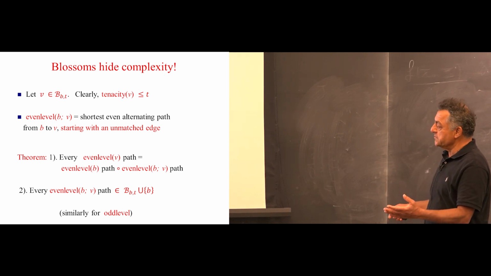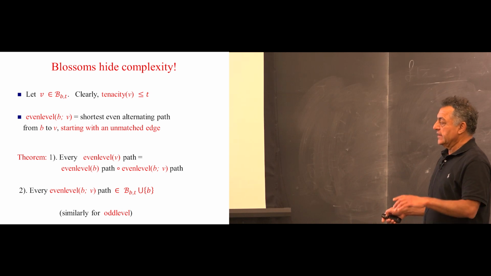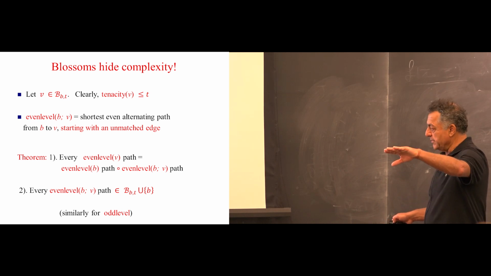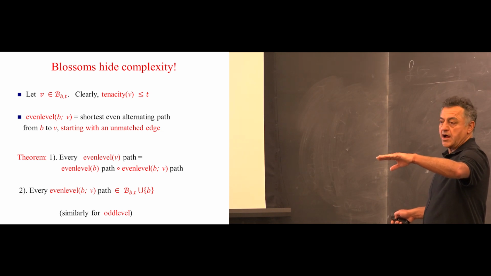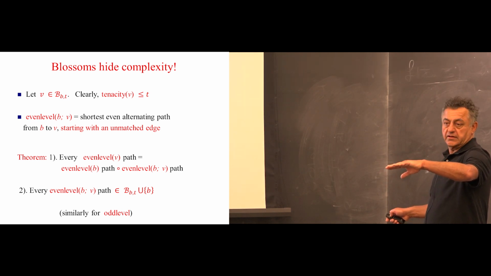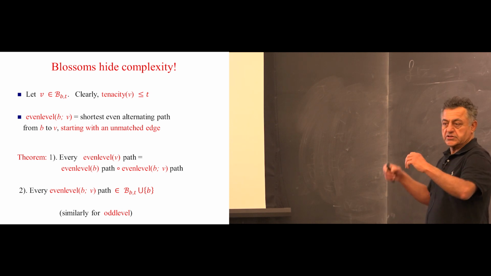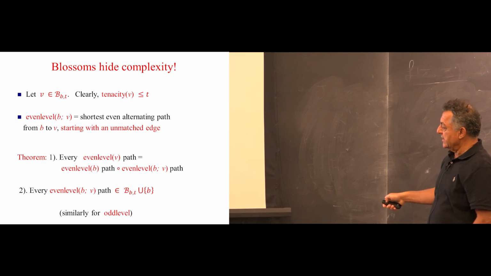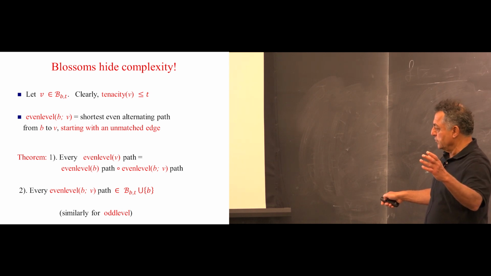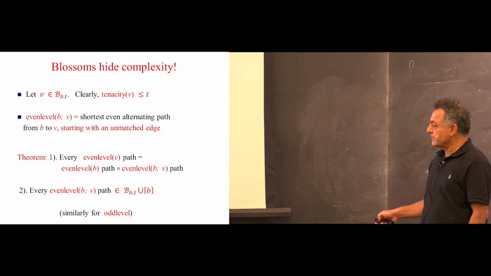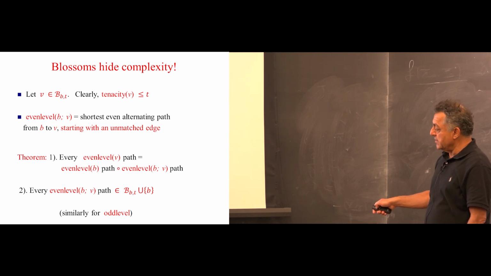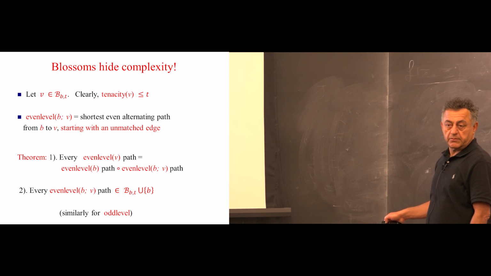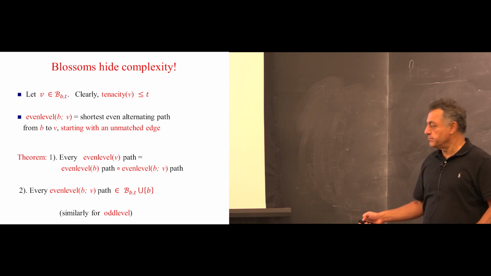What I already proved was the statement of the theorem that every even level V path consists of an even level path to the base concatenated with an arbitrary even level path from B to V. And these two can be arbitrary. You just patch them together. They can only intersect at B. They cannot have any more intersections. And they'll give you a simple path from whatever unmatched vertex to V, and that will be the even level V path. And moreover, the new thing I want to state is that this entire path from B to V, the even level path, is entirely inside the blossom, plus the base, of course.